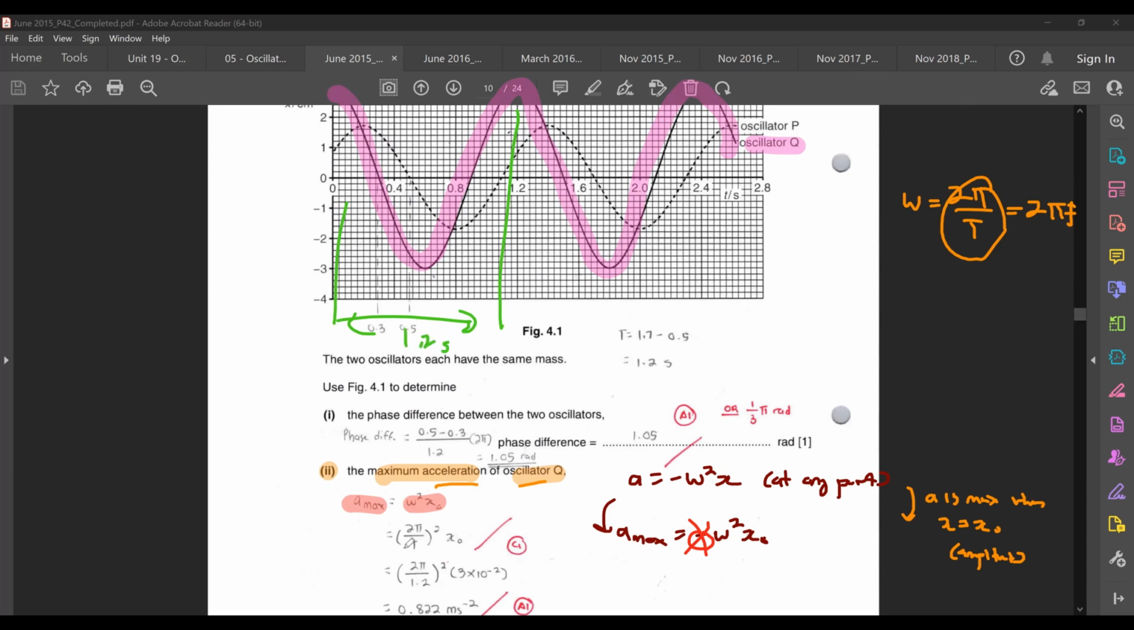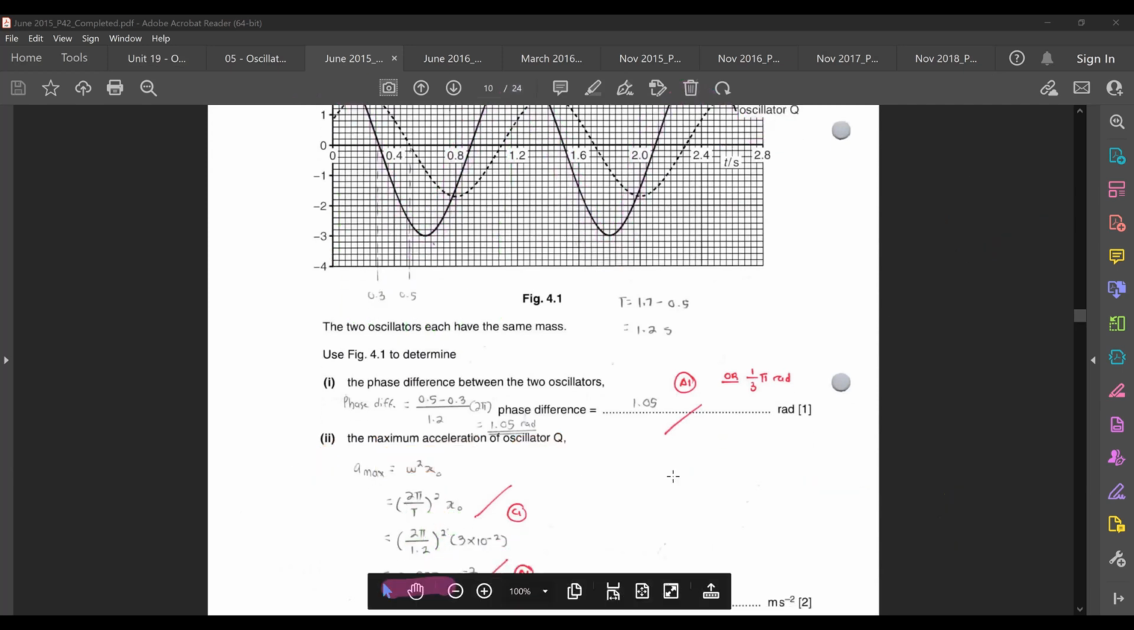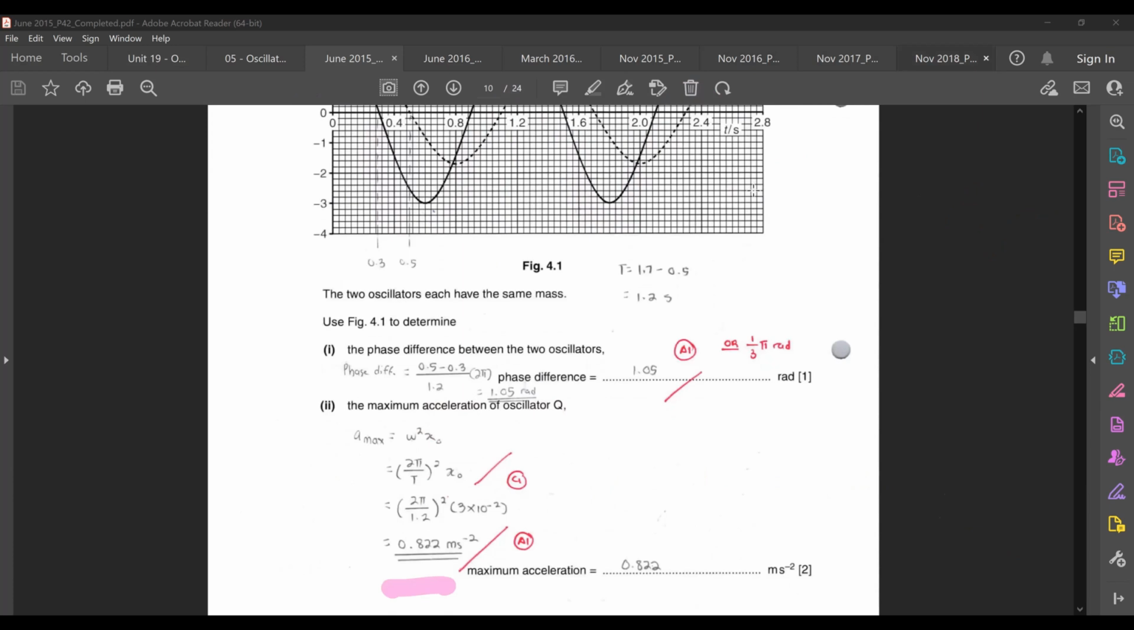So your omega square, you substitute as 2 pi over T squared times your amplitude. So it's 2 pi over 1.2 squared, and then your amplitude x0, you can read from your graph, it's actually going to be 3 centimeter. Remember to change it to meter, so you multiply with 10 power minus 2. So eventually your final answer would be 0.822 meter per second square. Okay, so that's how you find your answer here.